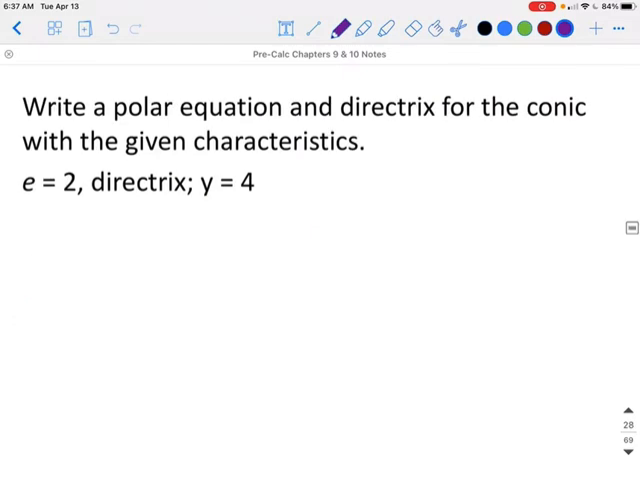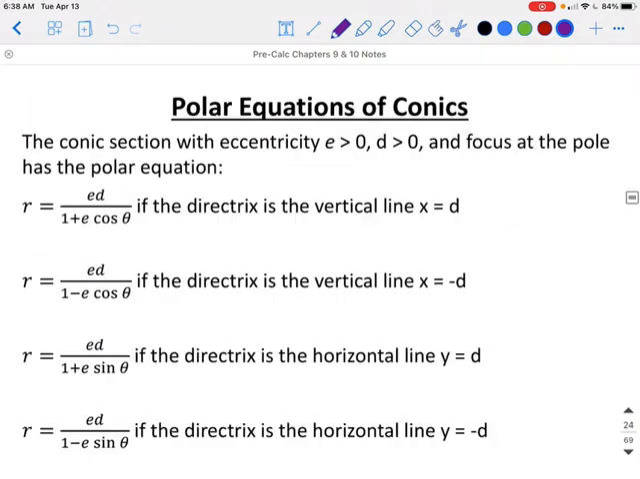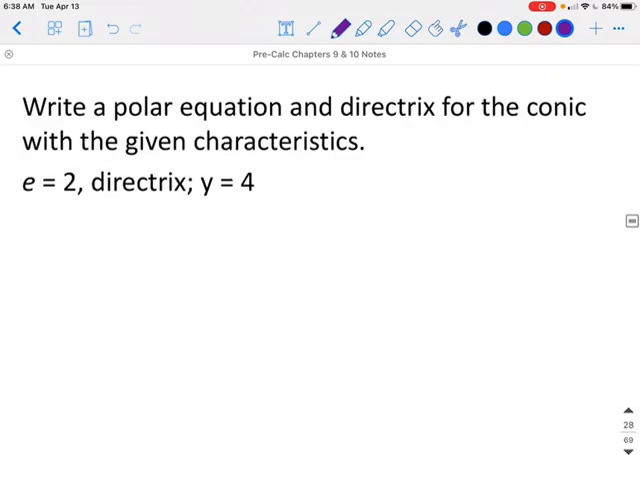Now we need to write a polar equation and directrix for a conic section given this information. So if our directrix is in the form of y equals 4, if we look back at our equations, if our directrix is y equals a positive value, then we know our equation is going to be in this form. So we know that r is going to equal e times d over 1 plus e sine of theta.